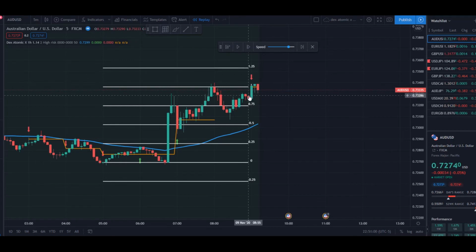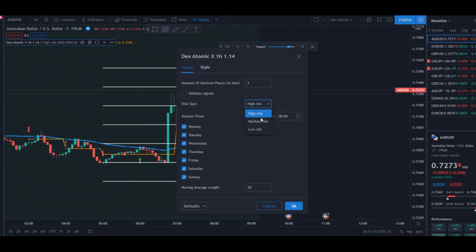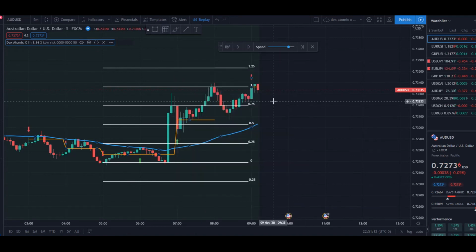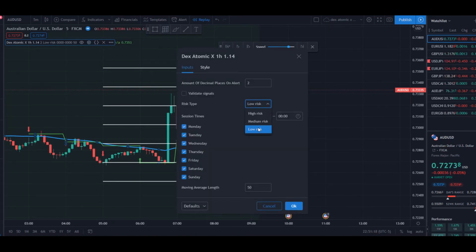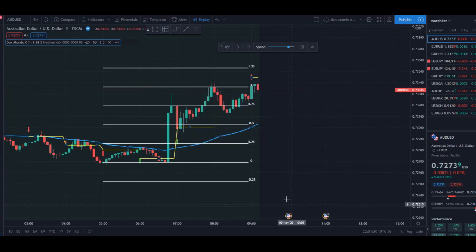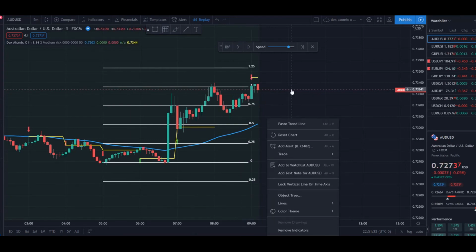Okay. So that means that if the price fires off in this area, as you see it has, it gives you a high risk signal here or a statement price. But if I were to have it on, say, the low risk, it would then jump to the high area here. And of course, the medium risk would be smack dab in the middle, just like that.